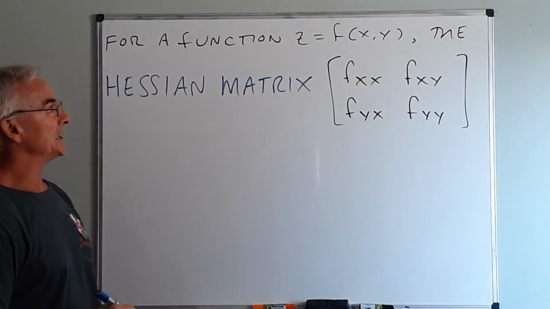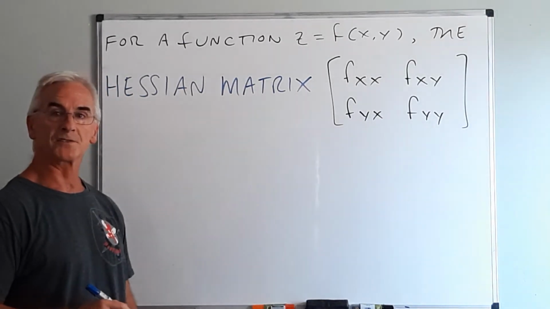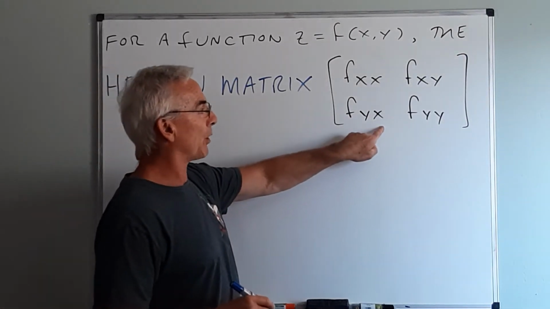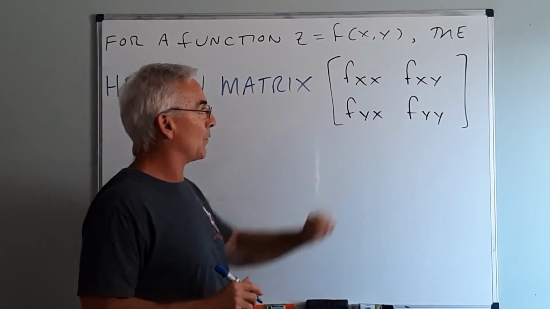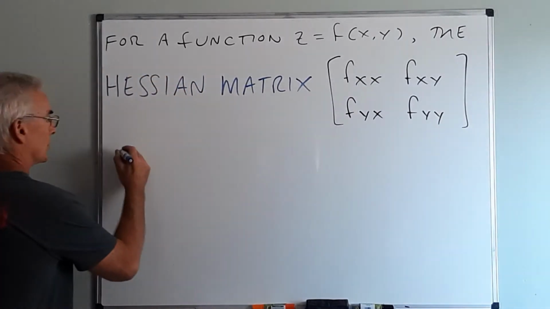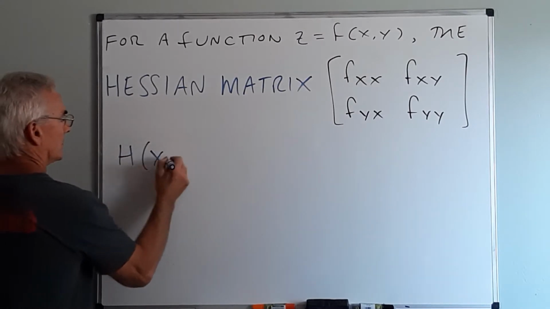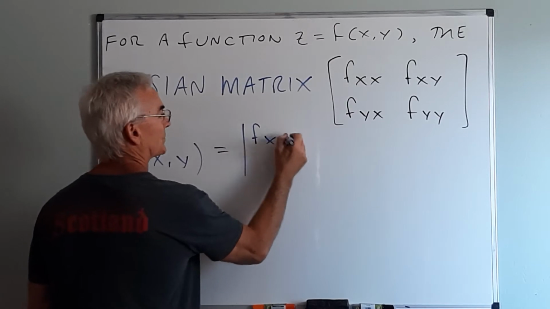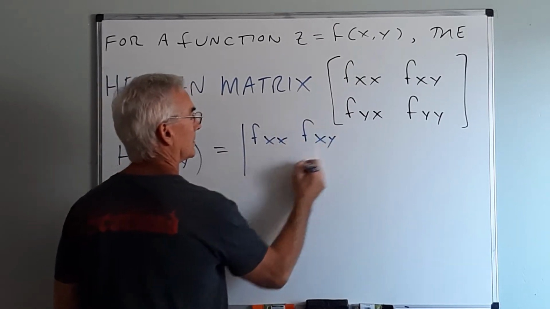For any function z equal f of x, y, we define something called the Hessian matrix, which is the matrix of the second order partial derivatives, these terms here. And what we want to do is calculate the determinant of the Hessian matrix. So we will call that h of xy, and that's the determinant. We use vertical bars if you remember.